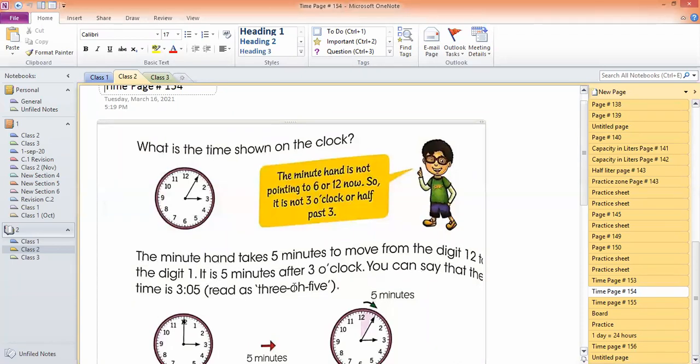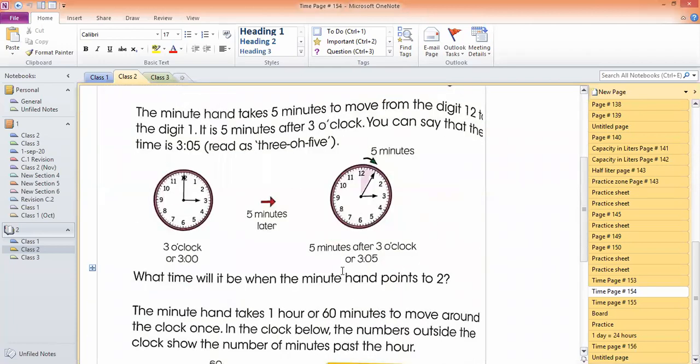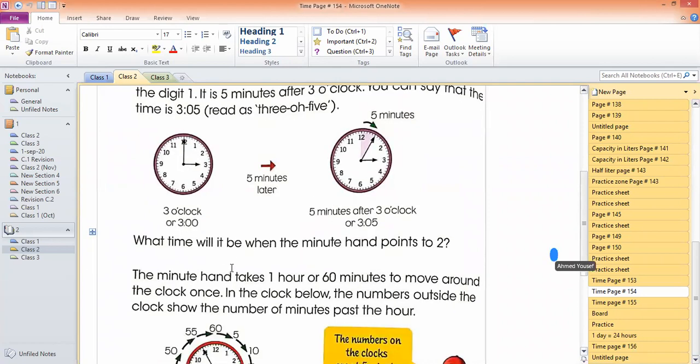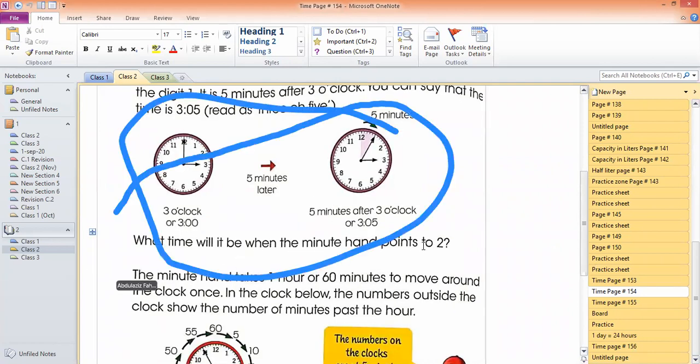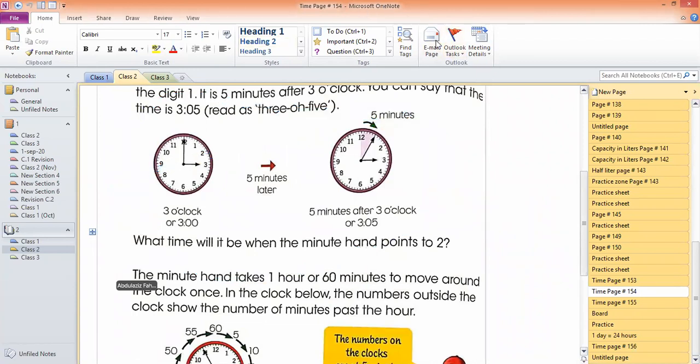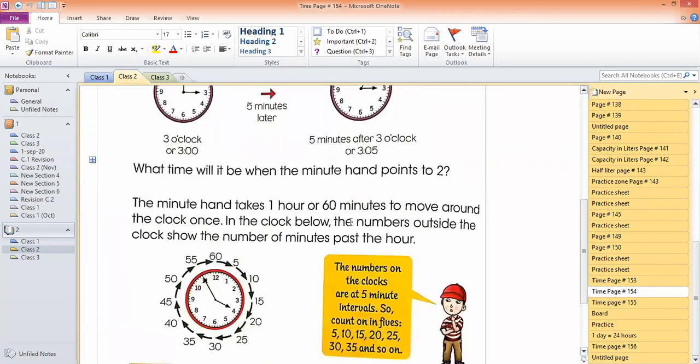How will we say the time is 3:05? Or we can write it like this, 3:05. So 5 minutes after 3 o'clock will be 3:05. What time will it be when the minute hand points to the 2, guys? You know it very well. When it comes to the 2, it will be 3:10. As you know, at 15 it's 3:15, then 3:20. You know that there are 60 minutes in 1 hour. And from one number to another number, there are a total of 5 minutes.